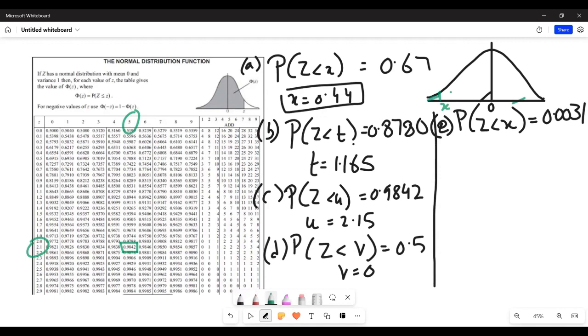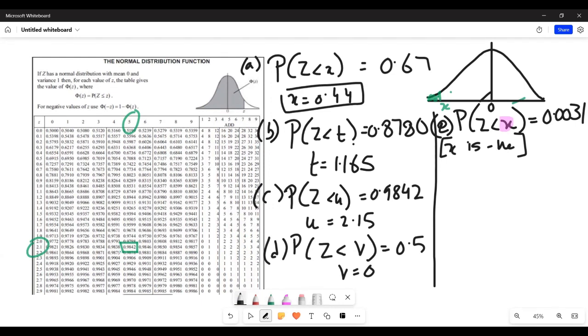It's a negative value because probability Z is less than X is very small. So it is less than 0.5. That means it's somewhere at the negative side. So X is negative. So you must have this in your mind that X is negative. Now, if X is negative, we cannot directly use the table to get us this value.